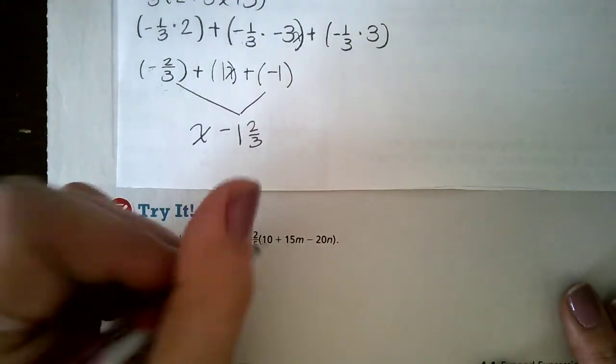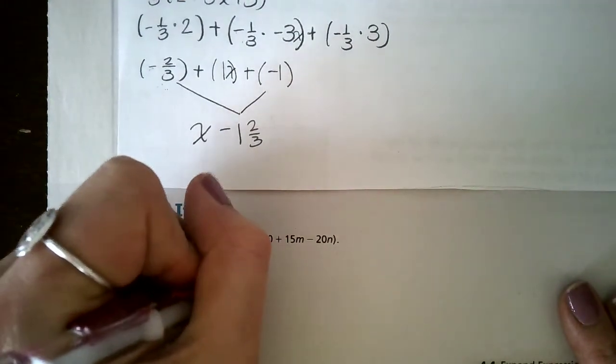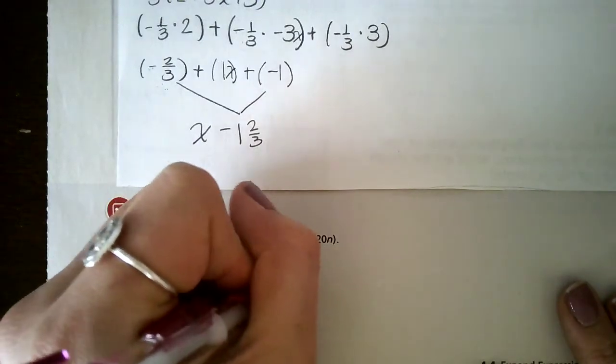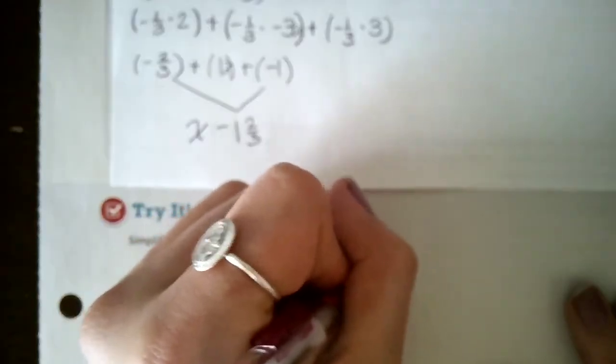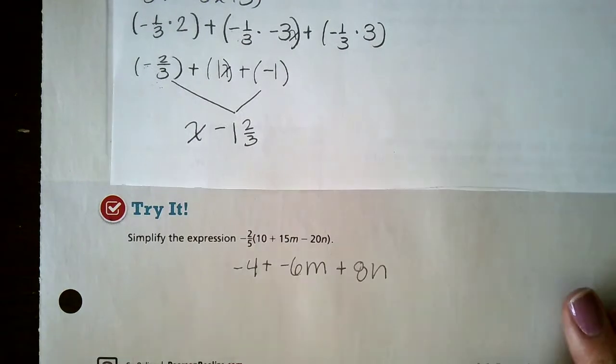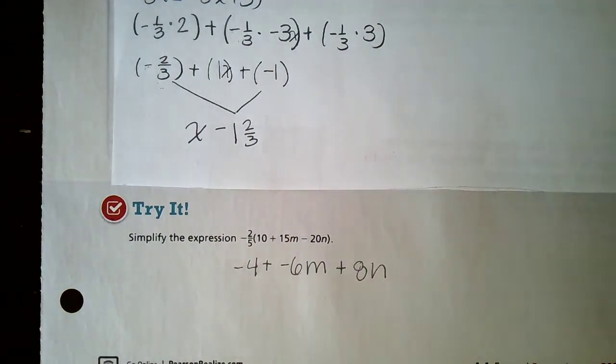Your final answer for this one should be negative 4 plus negative 6m plus 8n. If you'd like to go over this one together as a class, just let us know.